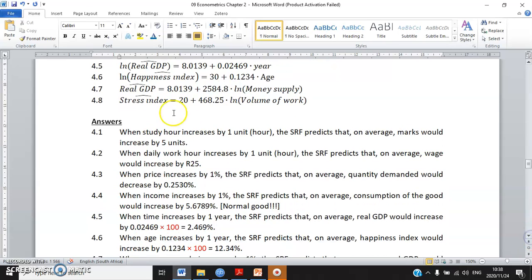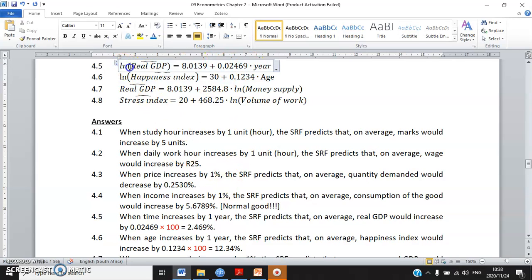Okay, I rather want to focus on log lean and lean log model. 4.5, 4.6, they are examples of log lean model, meaning I take log of y, but x remains linear. So when you interpret the slope parameter, it is percentage change of y as a result of 1 unit change of x. And then when you interpret the slope parameter, you must multiply by 100.